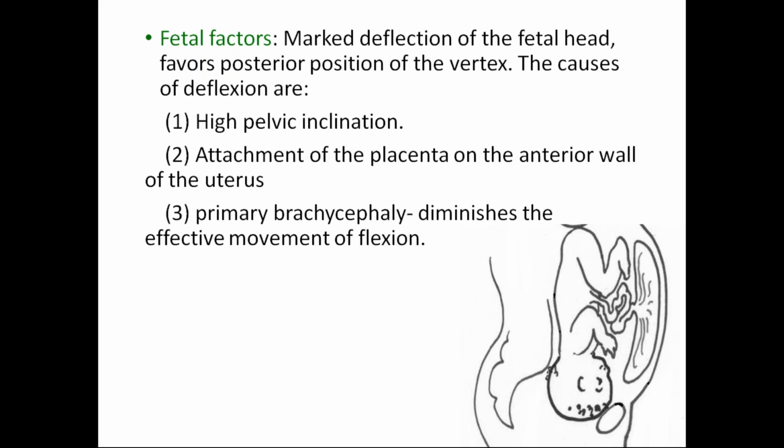So as I already told you, a deflexed head will favor occiput posterior fixation, because once it is a little displaced, it goes to the hollow of the sacrum. Then high pelvic inclination: when the inclination is more, the occiput tends to be occupied posteriorly. Attachment of the placenta at the anterior: if the placenta is anterior, there will be less space anteriorly, so it pushes the baby's head posteriorly.